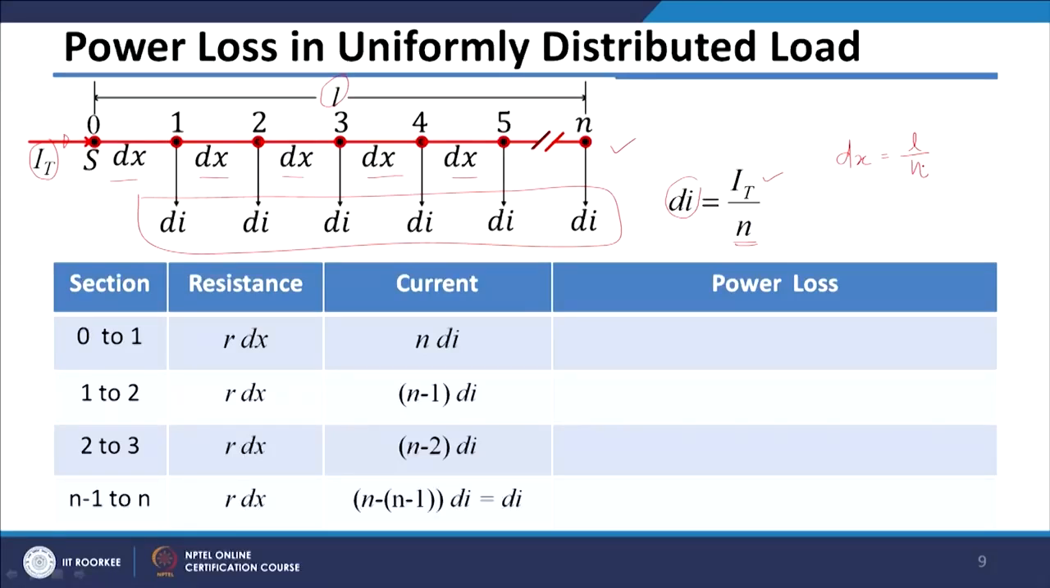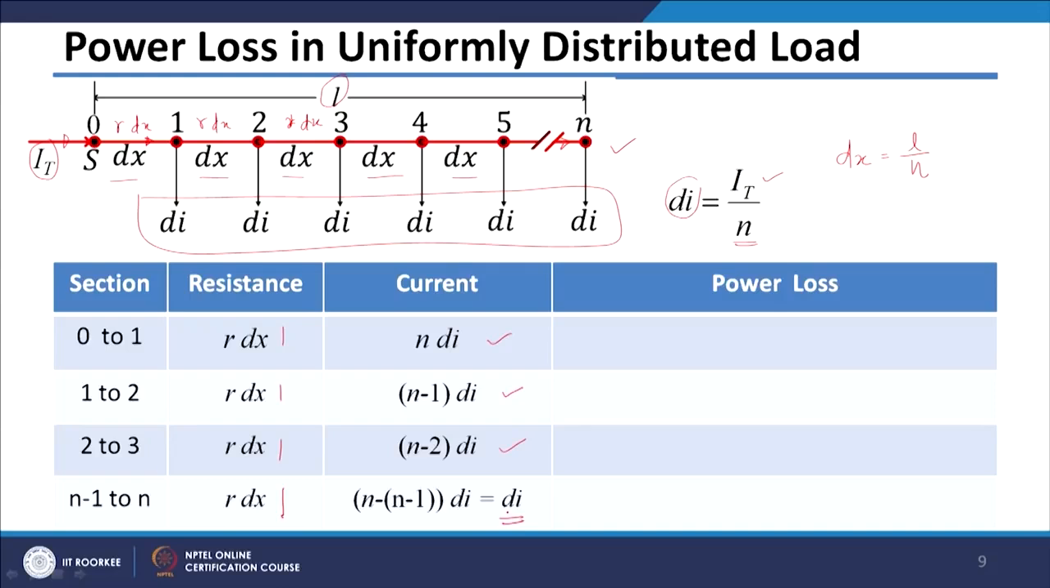Similar to impedance, you can see that the resistance of each section will also be equal. So, each section will have R dx resistance, and then we have seen the currents flowing in the different sections. In the first section, from 0 to 1, your current will be n dI, and then from 1 to 2 one dI current gets dropped, that is why n minus 1 dI, n minus 2 dI, up to the last section, where it will be just dI current.